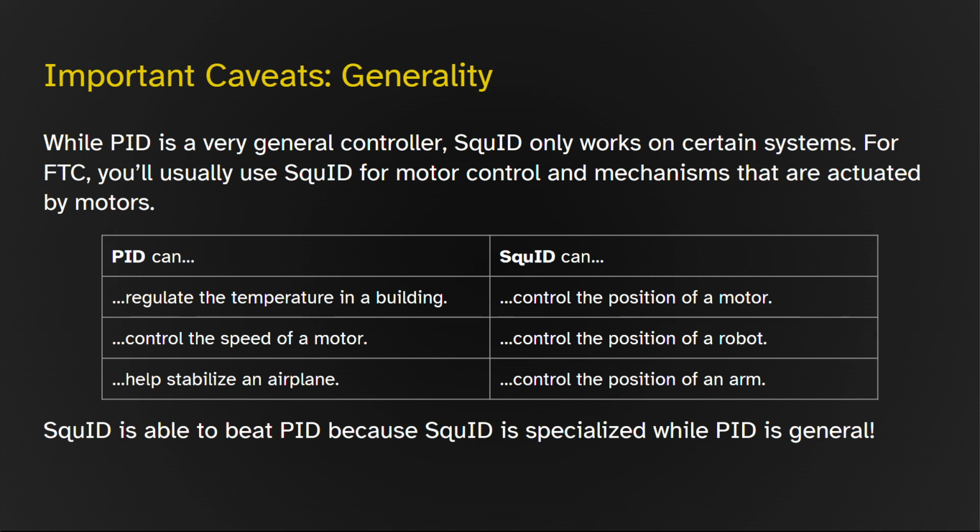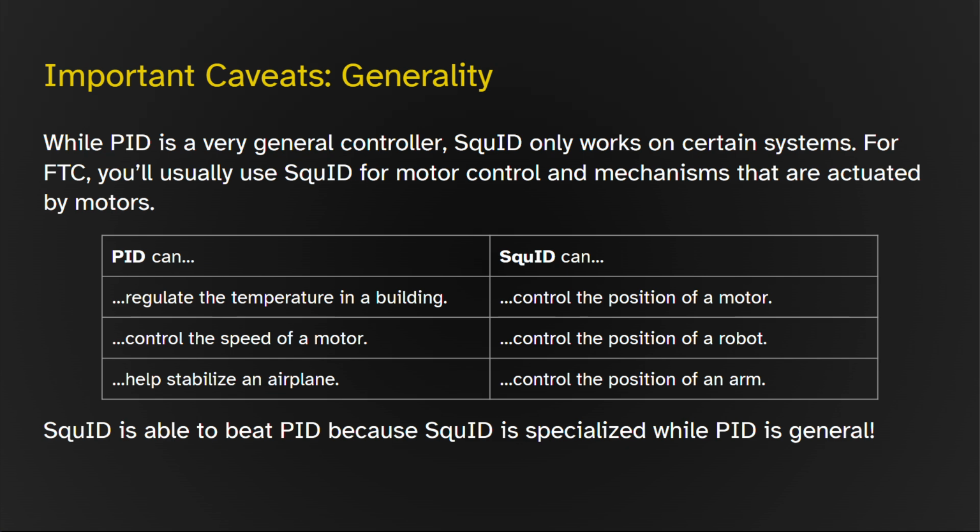So the first major caveat is generality. PID is a very general controller. It's used a lot in a ton of different places, not just FTC. And SquID only works for very specific things, even within FTC. So PID, I have a little table here. PID can regulate the temperature in a building. It can control the speed of a motor. It can help stabilize an airplane. It can basically do anything, any system where you can modify a variable. PID will probably work pretty well on it. SquID doesn't really do that.